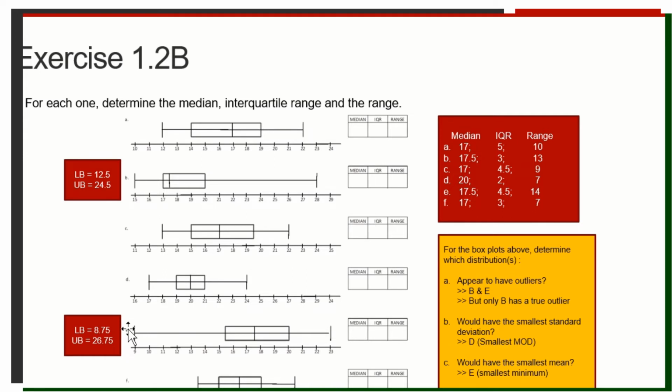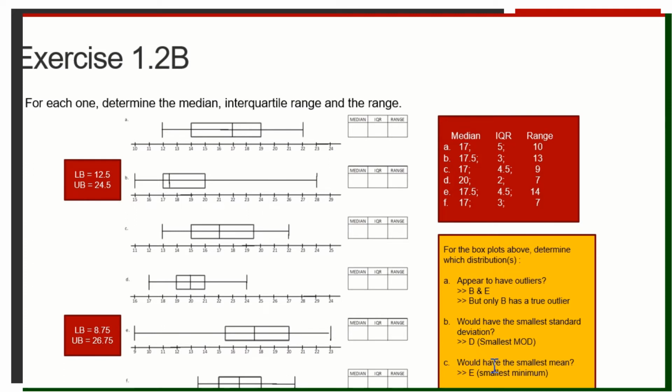Would have the smallest standard deviation. Standard deviation comes from the family of MOD. If you want to choose the smallest standard deviation, you choose the one with the smallest MOD, which is D. Another trick to it is, the smaller the box, the smaller the dispersion. The smaller the box, meaning the data is very compact. It is only the smallest and the biggest value that are far. The rest are all concentrated in the middle.